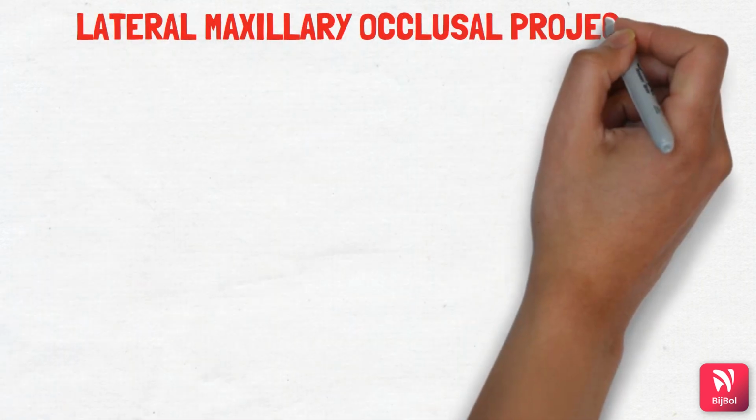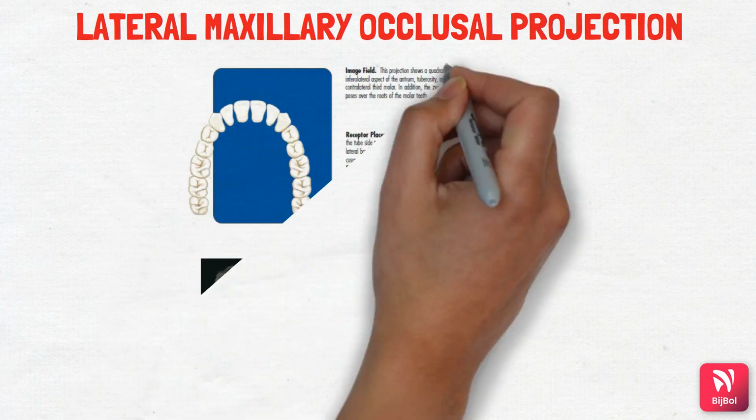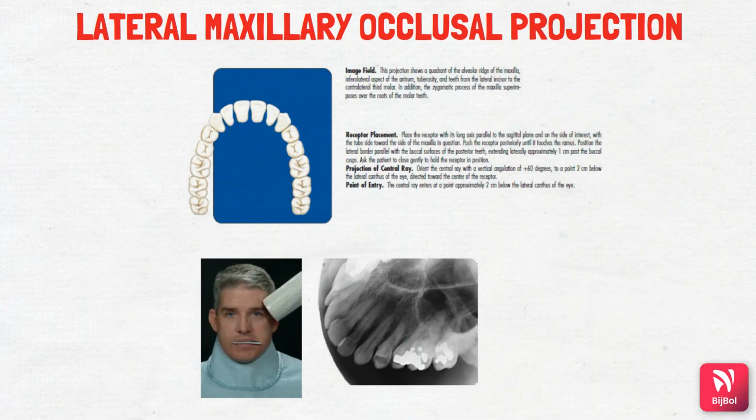Next is lateral maxillary occlusal projection. Place the receptor with its long axis parallel to the sagittal plane and on the side of interest with the tube side towards the side of the maxilla in question. Push the receptor posteriorly until it touches the rami. Position the lateral border parallel with the buccal surfaces of posterior teeth, extending laterally approximately 1 cm past the buccal cusps. Ask the patient to close gently to stabilize the receptor.